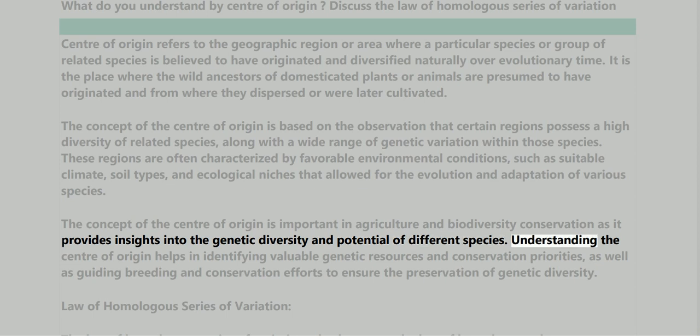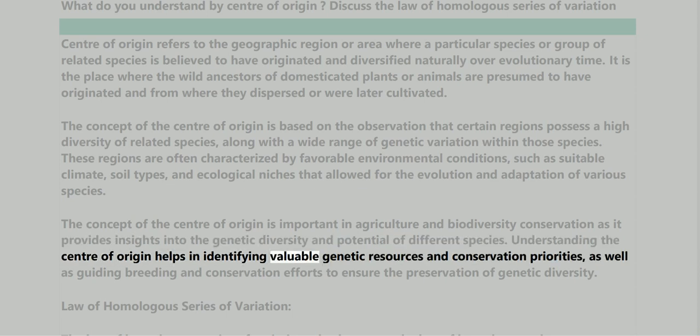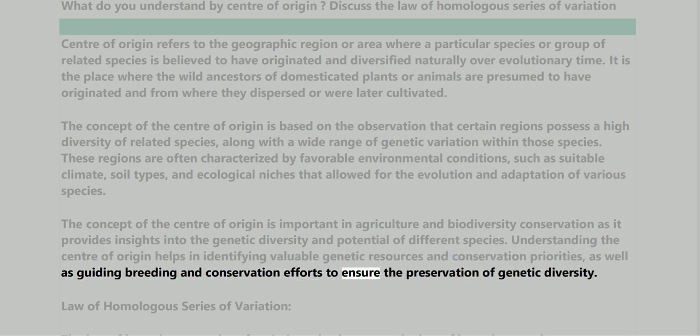Understanding the center of origin helps in identifying valuable genetic resources and conservation priorities, as well as guiding breeding and conservation efforts to ensure the preservation of genetic diversity. Law of homologous series of variation.